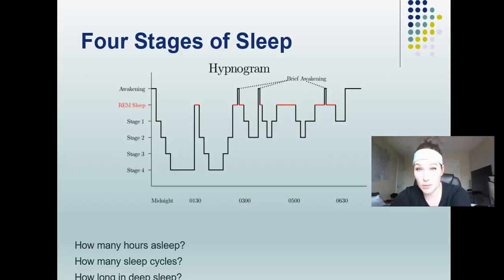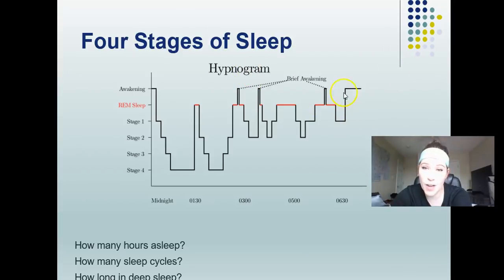Okay. So what we see here is this person slept, let's see, midnight to 6:30. They slept about 6.5, 7 hours. So that would be 6:30 and then they're up. All right, so 6.5 hours. How many sleep cycles did they have? 1, 2, 3, 4, 5, 5.5. So 5.5 to 6.